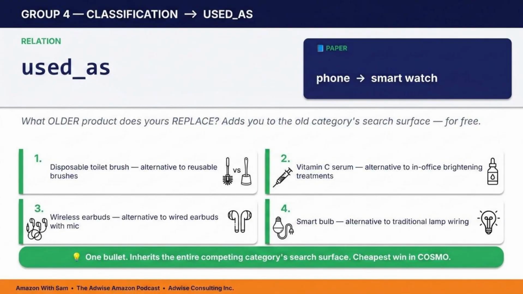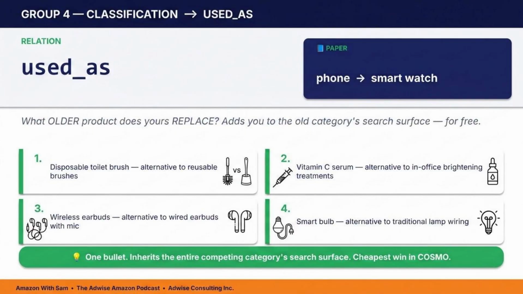Used as is the relation that most sellers skip entirely. Used as says what older product this replaces. The paper's example is interesting: a smartphone is used as a smartwatch because it can play that role. For Mehiar's disposable brush, used as an alternative to traditional reusable toilet brushes. For vitamin C serum, used as an alternative to in-office brightening treatments. Here's why this matters.